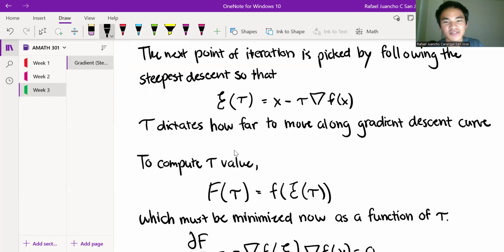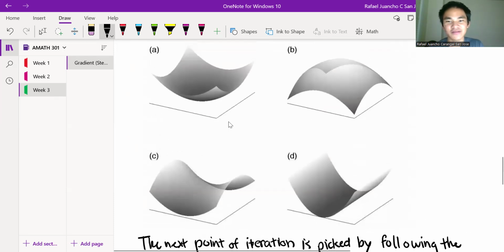I'm really excited to see how this applies to machine learning, because I've heard they use some of these algorithms for training their models and such.